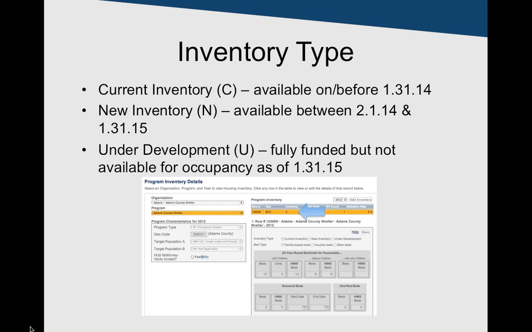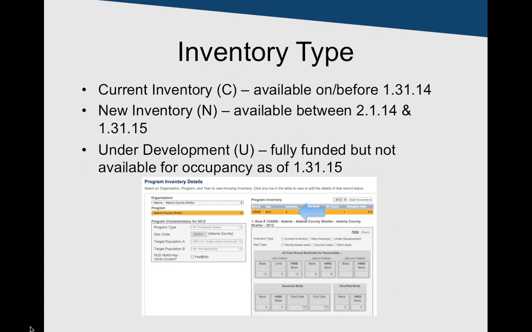So we're going to take a look now at the various inventory types. And I'm going to call attention to some specific dates because that makes a difference on whether or not you're counting it as current, new, or under development. So beds and units that are available for occupancy on or before January 31st of the year prior to the count. For example, for 2015, those will be beds that are available for occupancy on or before January 31st of 2014.